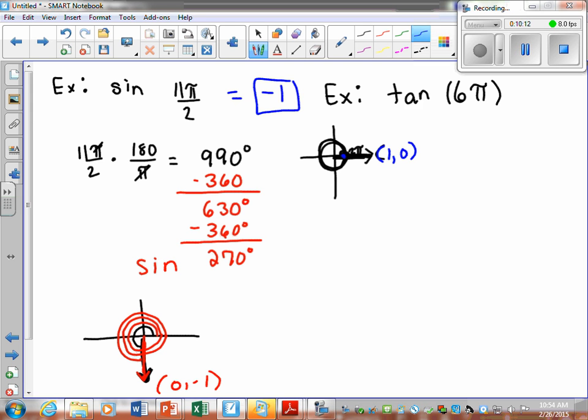Great. All right, and now use your definition of tangent that we previously used. Tangent is your y over your x. So what's the y value over the x value? 0 divided by 1 is 0. So we would say tangent of 6 pi is equal to 0.